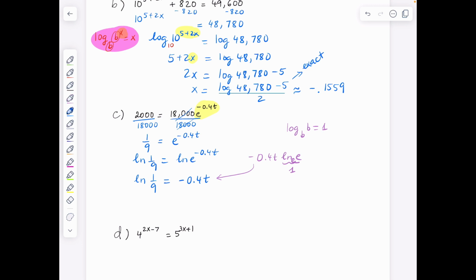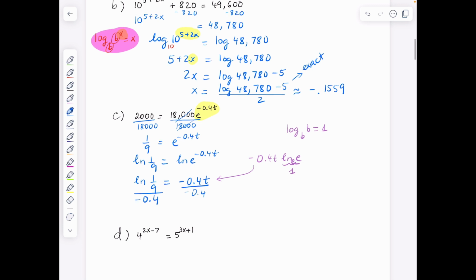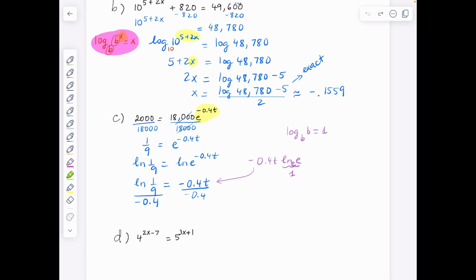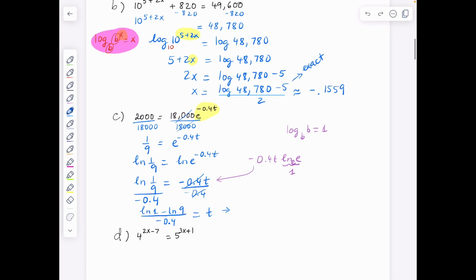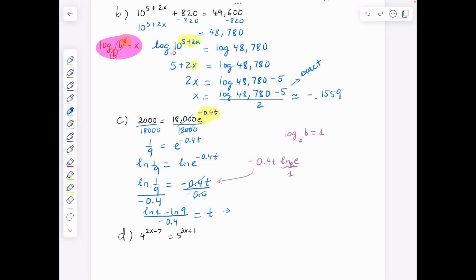Now, to get t by itself, all you have to do is divide by negative 0.4. I could go further and apply the quotient property for this. So that would be ln 1 minus ln 9 over negative 0.4, and on this side, I will just get t. Now remember, ln 1 is equal to 0. That's one of the basic properties. So we're looking at 0 minus ln 9. So it's just negative ln 9 over negative 0.4, again, because this equals 0.